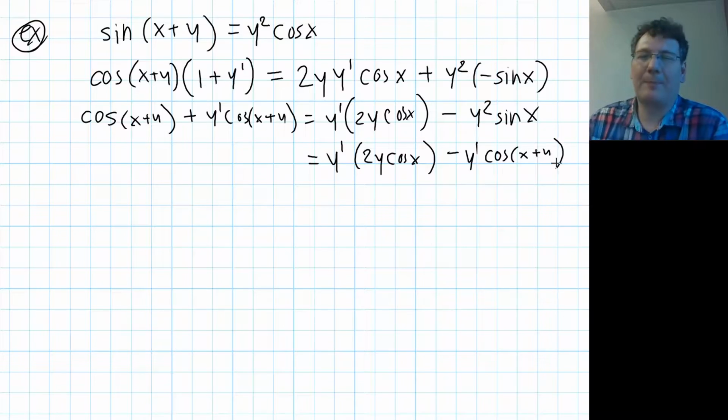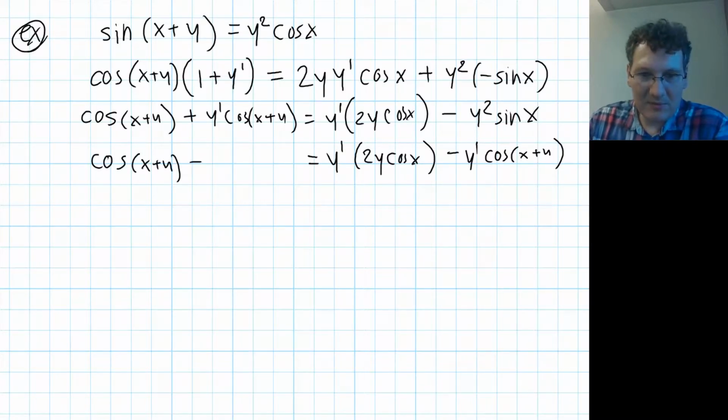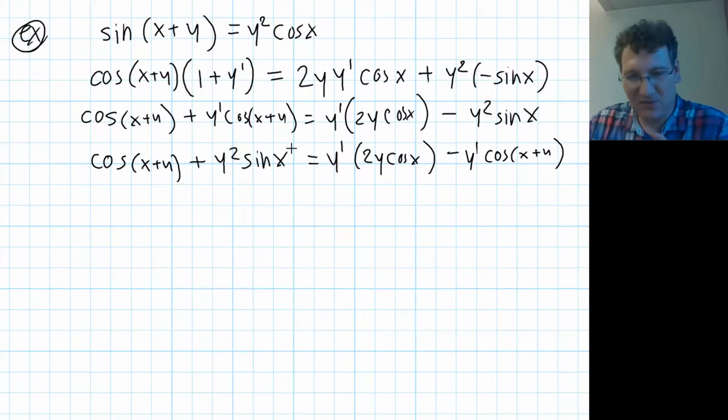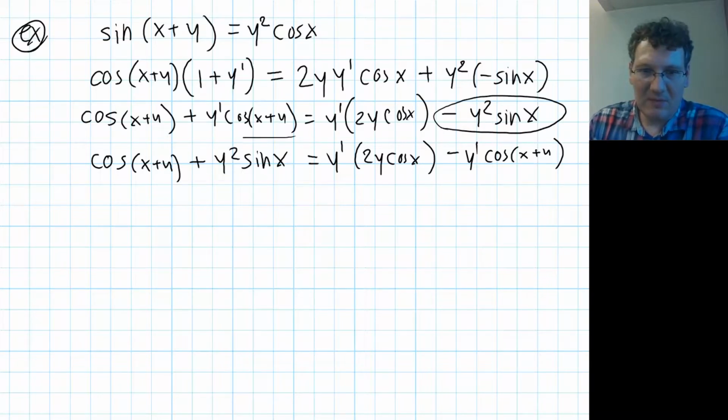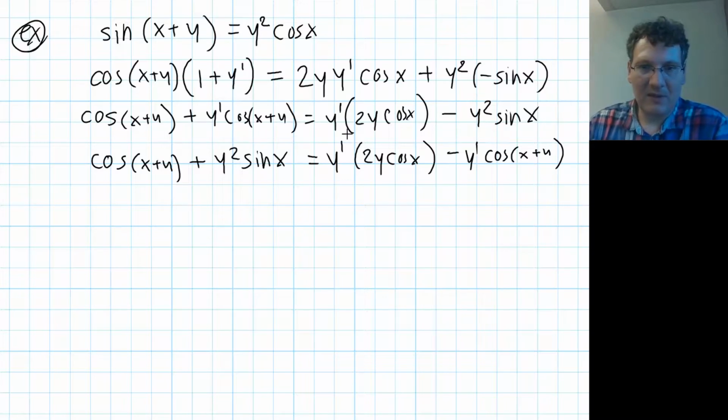So I'll have y prime times 2y cosine x minus y prime times cosine of x plus y equals, on the other side, we had the cosine of x plus y, and I'm going to be adding now the y squared sine of x. So I'm just flipping things around. I'm moving this one over and moving that one over. That's why the y squared sine of x is now going to be plus instead of minus, and the y prime cosine x is going to be minus instead of plus.